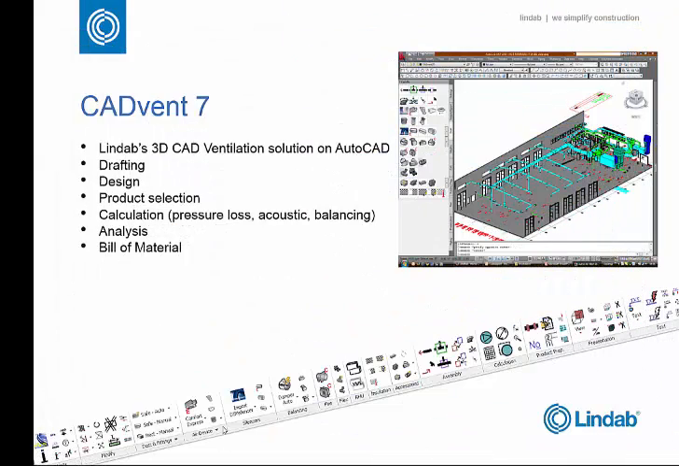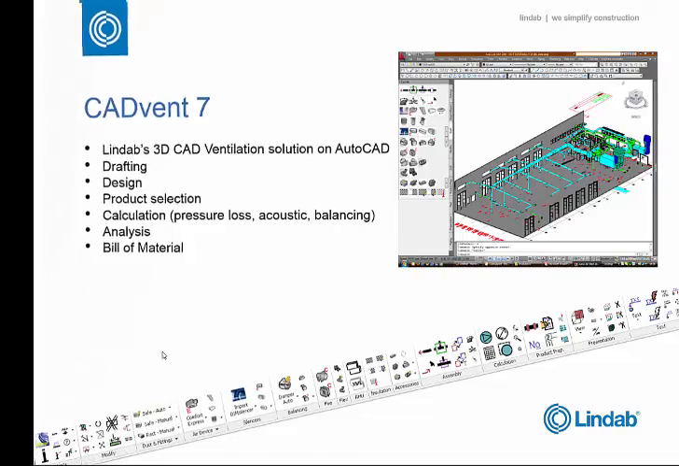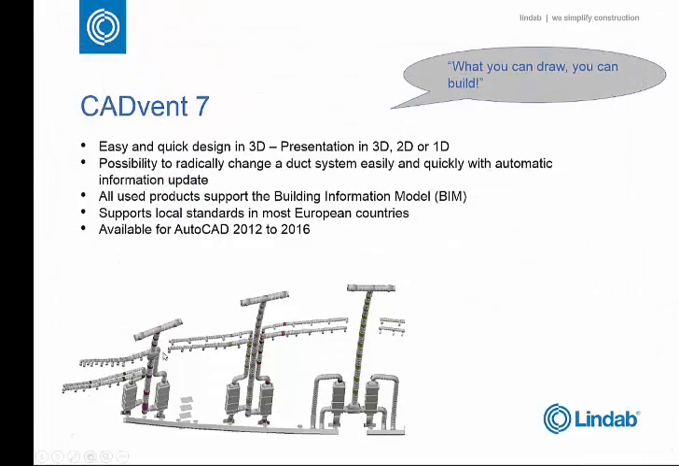CADvent is made to design complete ventilation solutions for drafting, design, product selection, calculation, including pressure drop, acoustic and balancing calculations. You can analyze the system afterwards. You can make bill of materials at the end. And the good thing is everything is based on real values. What you can draw, you can build is our motto. And that means all components used in CADvent are real sizes and real connection informations.